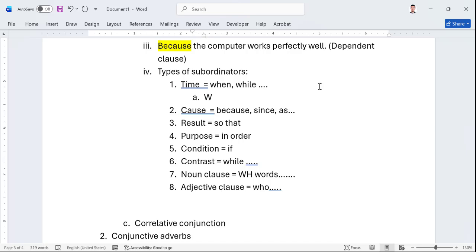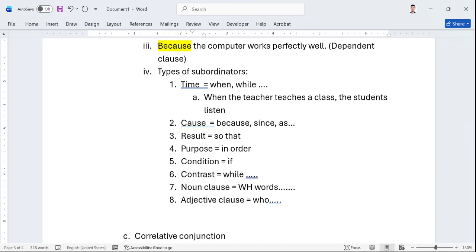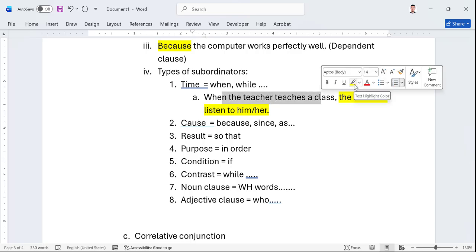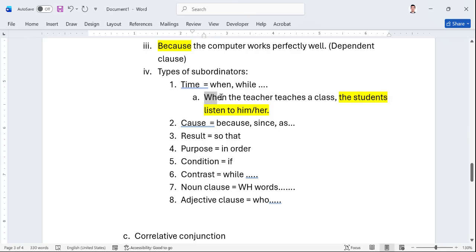So with time, I may write here, when the teacher teaches in a class, the students, for example, listen to him or her. So when do the students listen? When is the time? When the teacher teaches a class. It shows the time. So we have the time clause. Which one is time subordinator? When is the time subordinator.